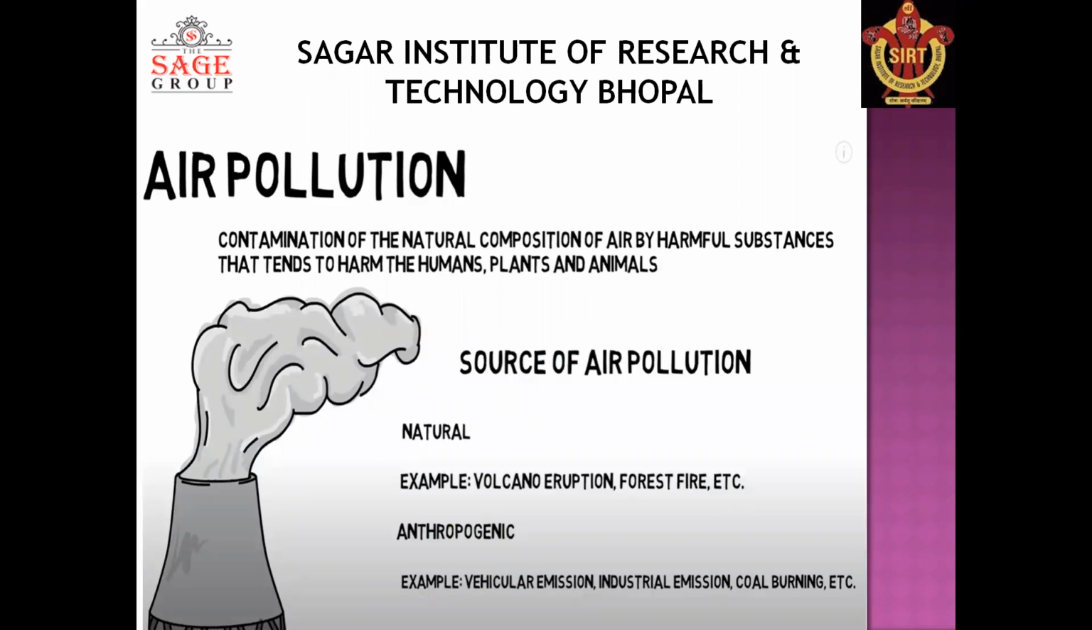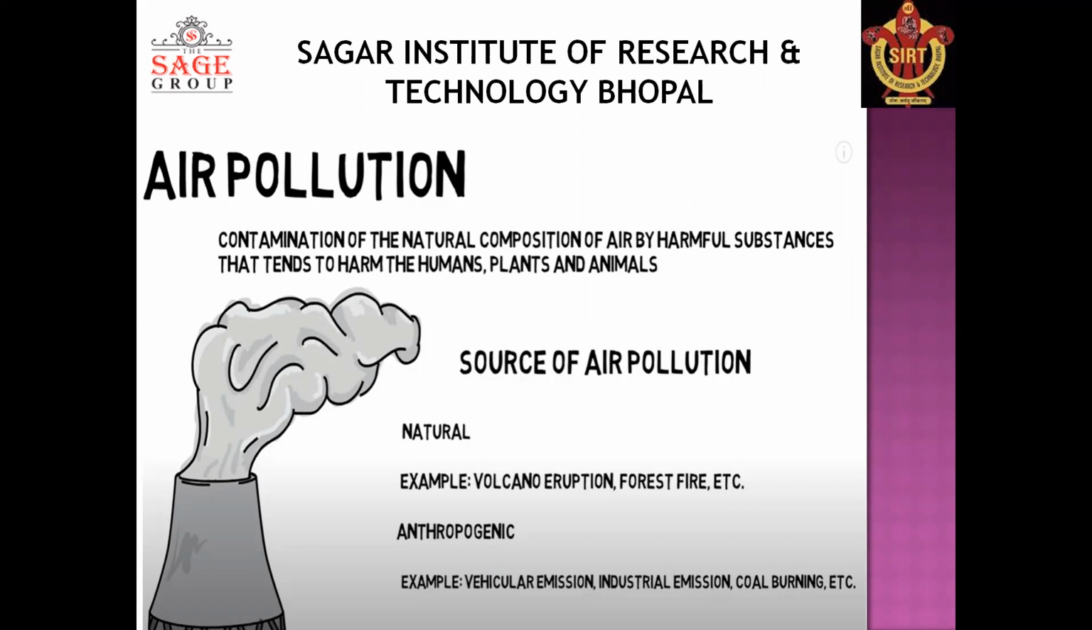So air pollution is defined as the undesirable contamination of gas, smoke, dust, fume, mist, odor, or chemical particulates in the atmosphere which are injurious to human beings, plants, and animals. Or you can say contamination of the natural composition of air by harmful substances that tends to harm humans, plants, and animals, right?